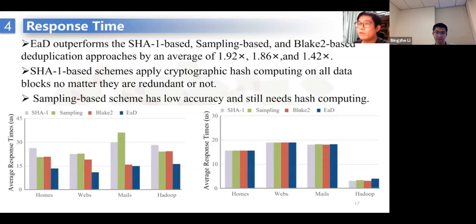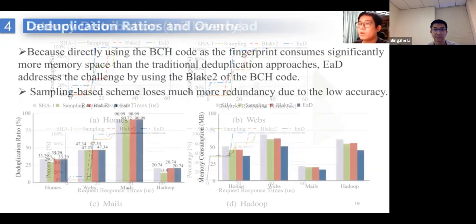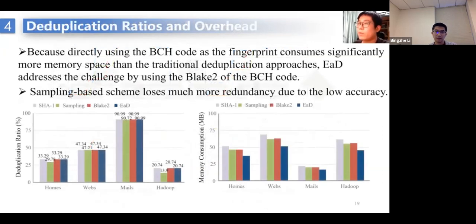The SHA-1-based schemes apply hash computing on all data blocks, no matter whether they are redundant or unique, and the sampling scheme has low accuracy and still needs heavy hash computing. To evaluate the impact of EAD, we analyze the response time distribution for the four different deduplication approaches in SSDSim. As shown in the graph, EAD has a direct impact on the tail latency, deduplication ratios, and memory overhead.